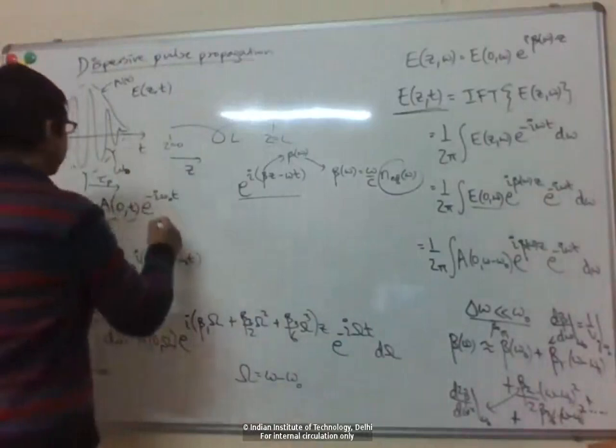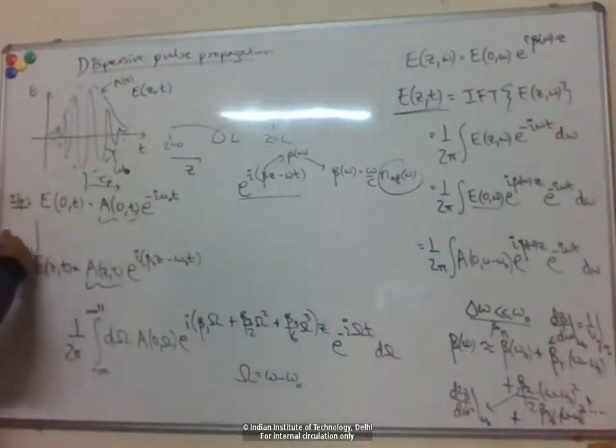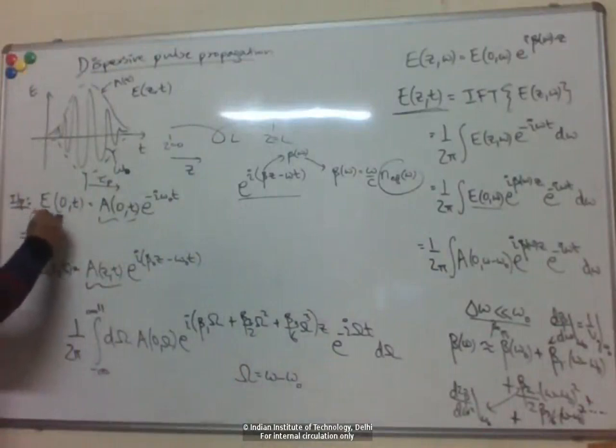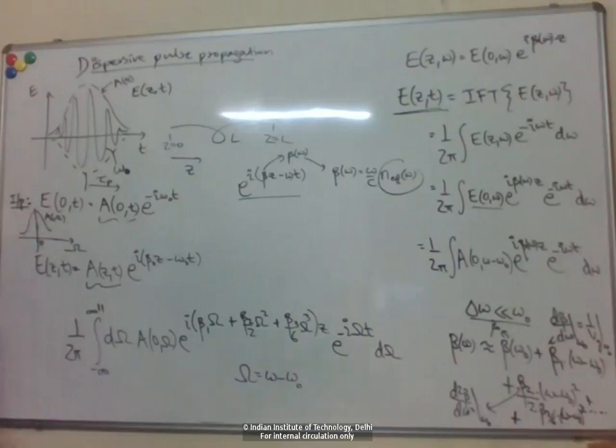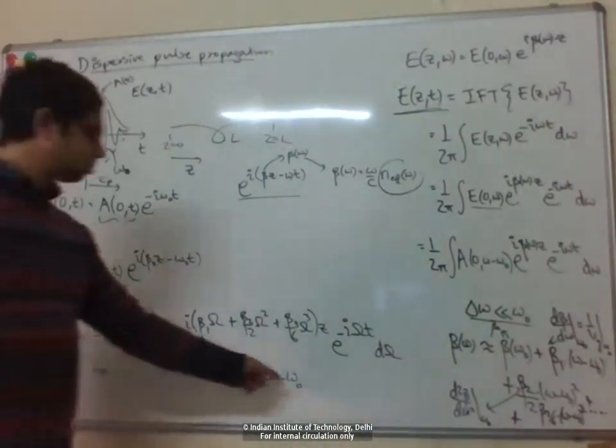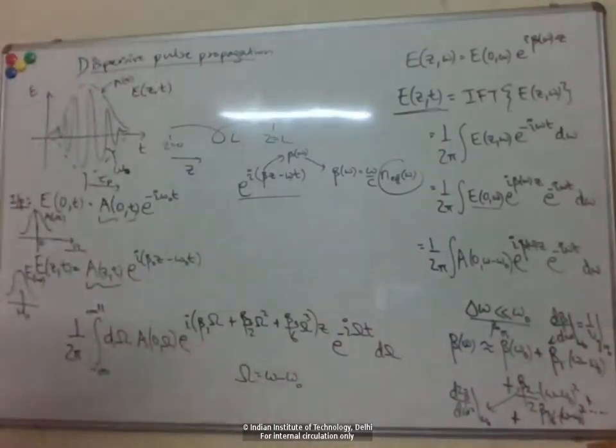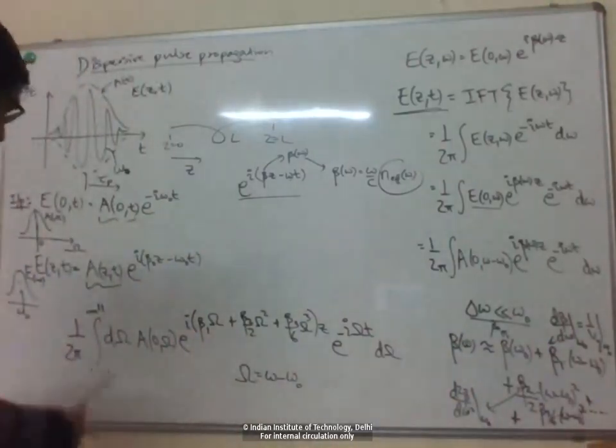Right, again, if I look at the spectrum of A as a function of omega, it is centered at 0. Whereas if I look at the spectrum of E, that's centered at omega naught. Right, again, a way of rewriting the same thing.